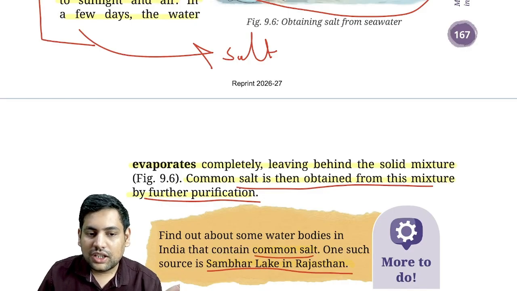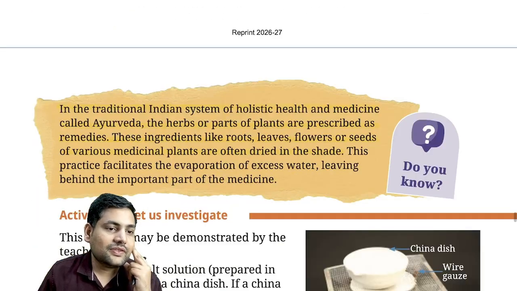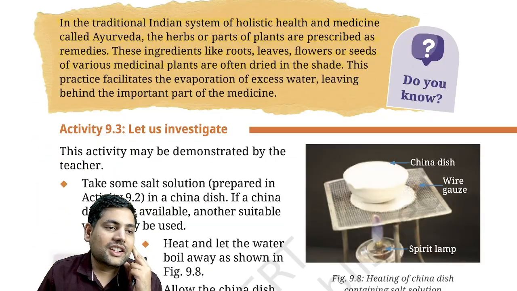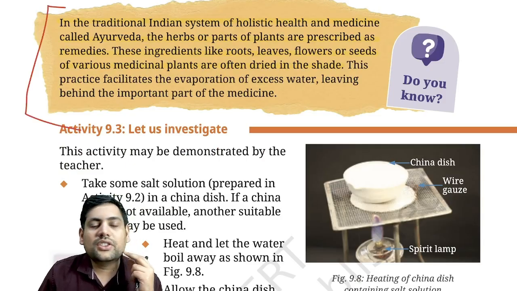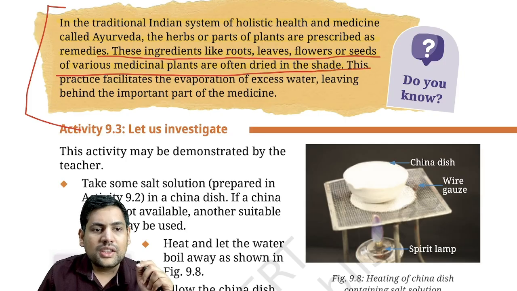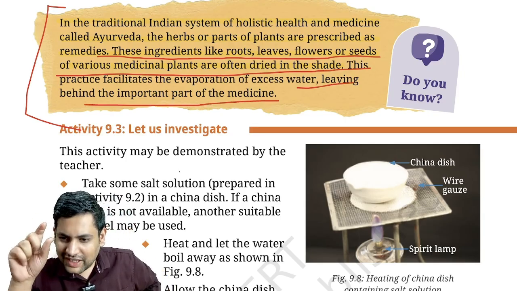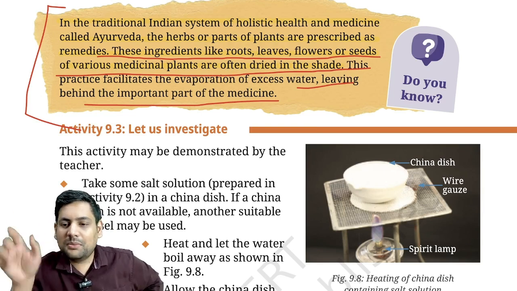How can you remember this? In Sambar, what do you have? You have salt, correct? So this is a saltwater lake. Then traditional Indian systems: in traditional Indian systems also we keep doing this. Roots, leaves, flowers, and seeds of various medicinal plants are often dried. This practice facilitates evaporation of excess water, leaving behind only the important part of the medicine. That's why you might have seen Ayurvedic medicines are like some dried leaves, some dried roots, correct? So the same thing we also do.